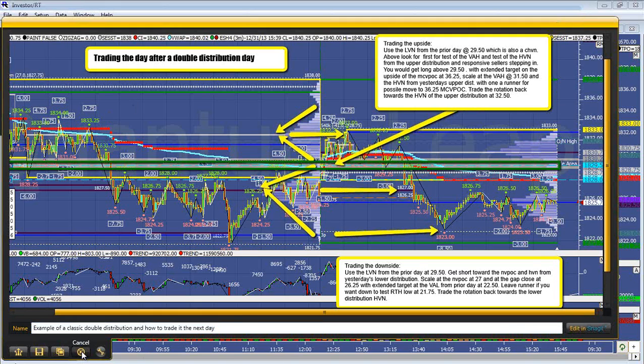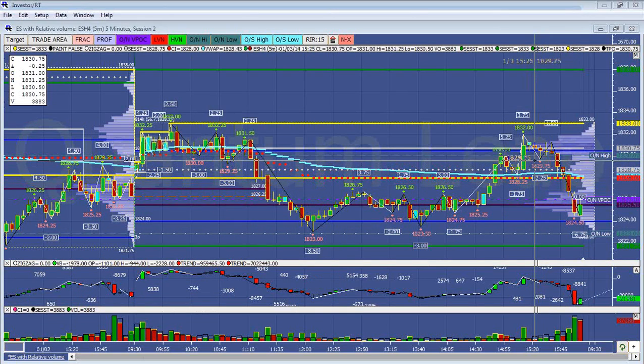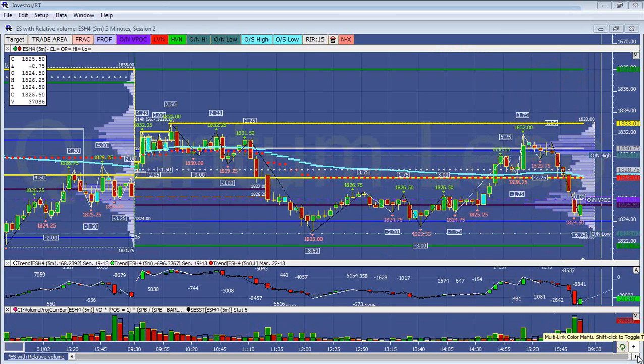Same thing really sets up nicely for today, except for the fact that your key LVN is right here at 27. So you've got 27 through to 29.50, which to me is basically going to be a no man's zone. You can't really trade off it. But above 29, I'd be looking for a rotation to test the value area high at 30.50. We're coming up to do that right now.